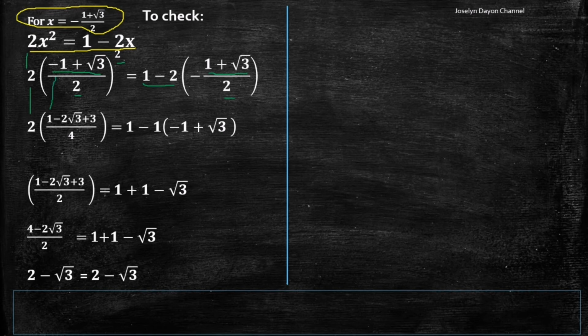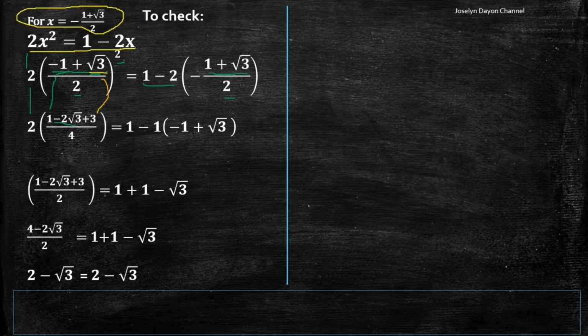Next, the middle term is twice the product of the first term, which is -1, and the second term, which is square root of 3. So 2 times -1 is -2 times square root of 3. So we have -2 square root of 3. Next, the square root of 3 squared, the answer is 3.